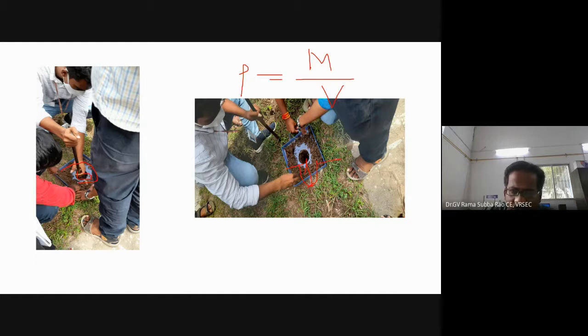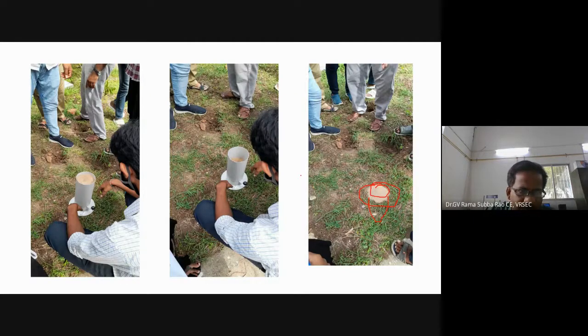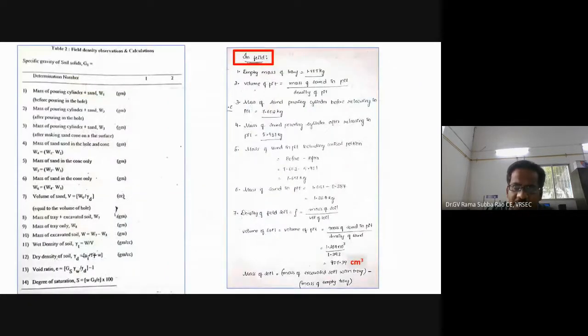So let us use the Archimedes principle. How to determine the volume of the soil? It is nothing but the volume of the pit. So how to determine the volume of the pit? One can easily determine the volume of the pit once you replace the excavated soil and fill it with sand. Here you see the way our friends are doing the test. Before releasing on the pit, we have already measured the mass, and now after releasing on the pit, this is the mass of the sand pouring cylinder. Now let us see the calculation in the field.